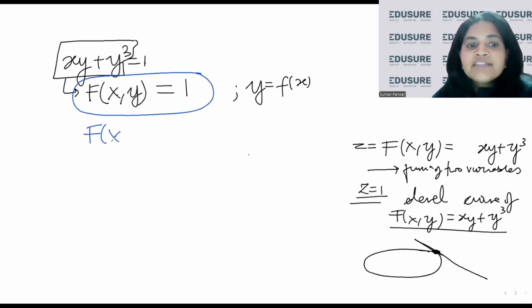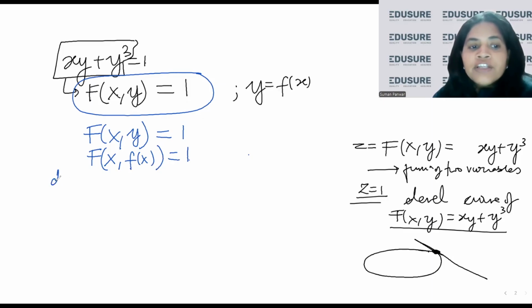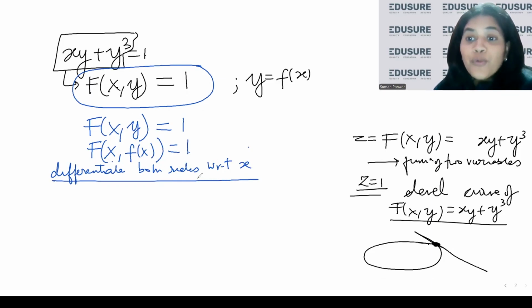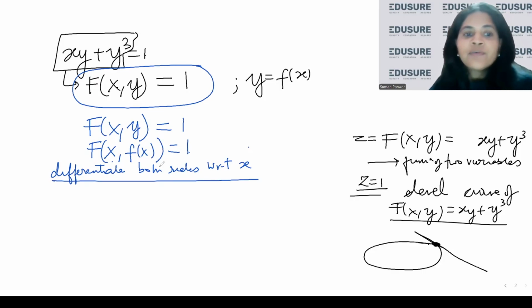So your f(x,y) is equal to 1. Now your y is a function of x, so f(x, y(x)) is equal to 1. Now differentiate both sides with respect to x, and we are going to apply the chain rule of derivatives. So basically what we are going to do is del f by del x.